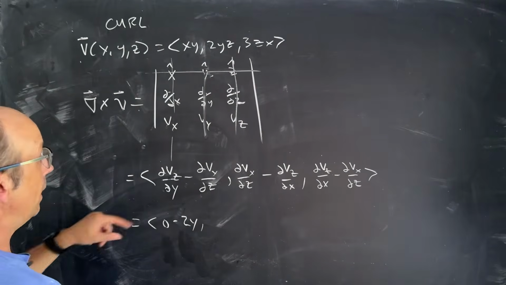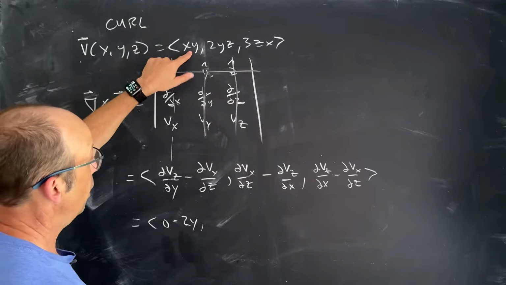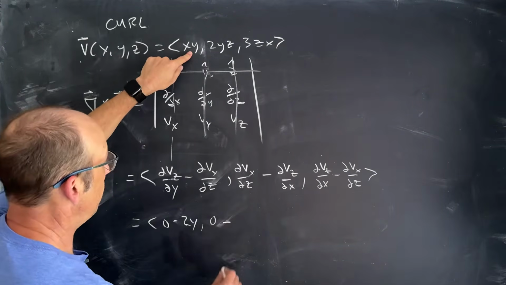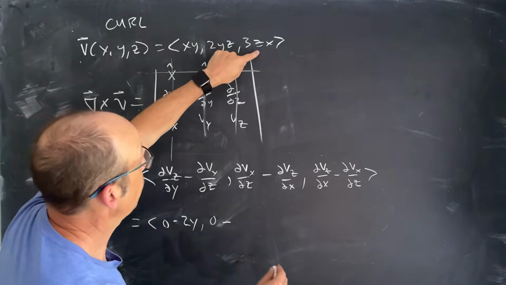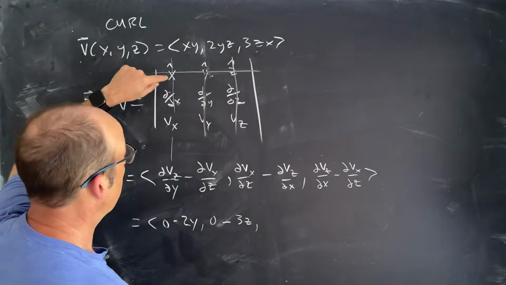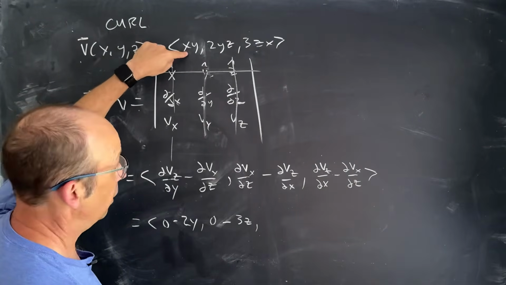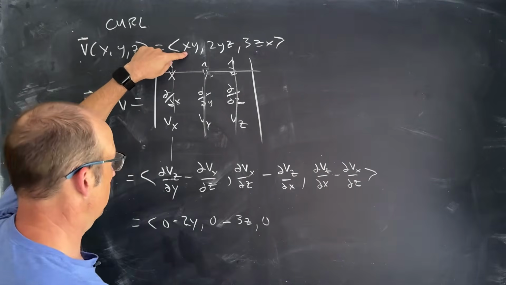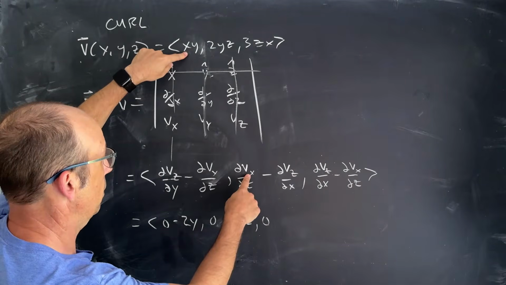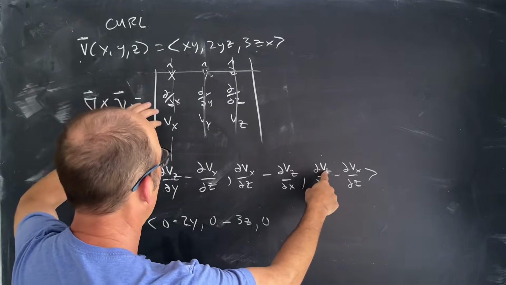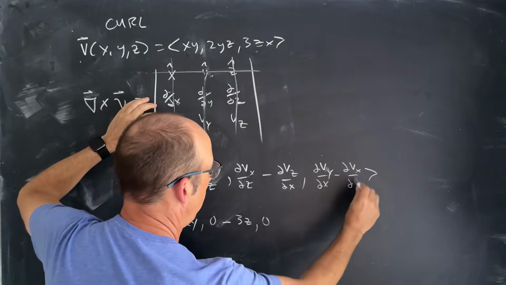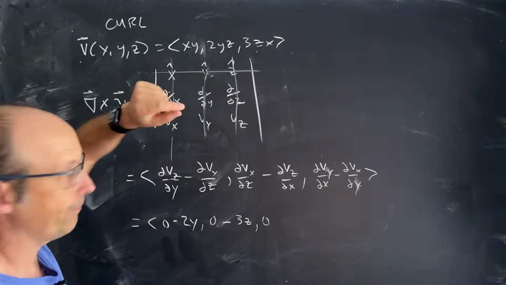Right. Okay. Now we're going to do the partial of vx with respect to z, and it's 0, minus the partial of vz with respect to x is going to be 3z. And then finally, the partial of vx with respect to z. Did I do that one wrong? Partial of v. Oh, this is wrong. This is Vy. And that's Y. Sorry about that.